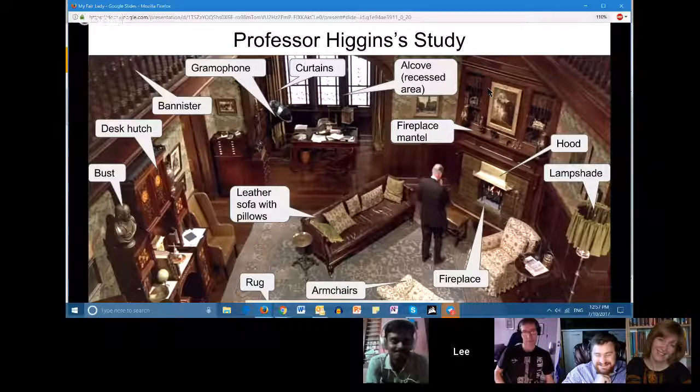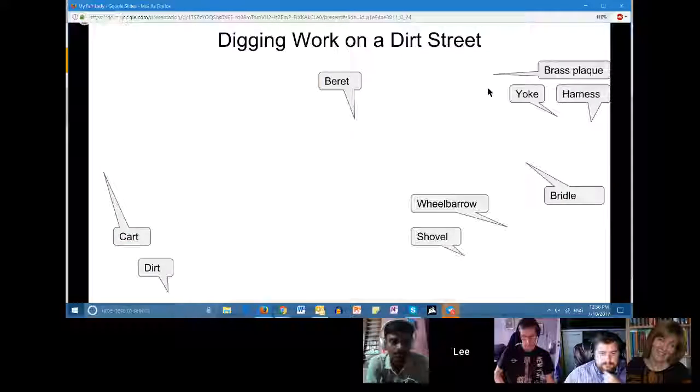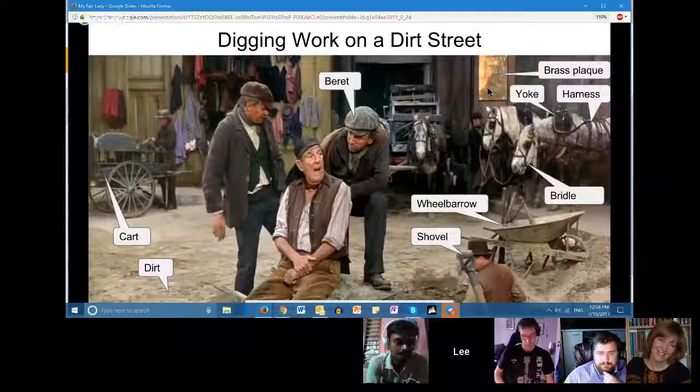Here, the banister is the handrail on the stairs. There's a fireplace where you can burn wood. There's a hood over it so that smoke goes up the chimney. The shelf above a fireplace is called a mantle. So a shelf above a fireplace has a special name, the mantle. Beret is a kind of hat.